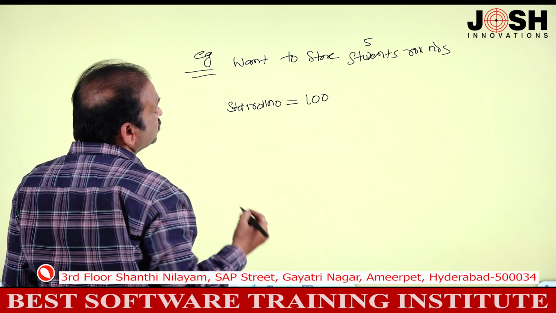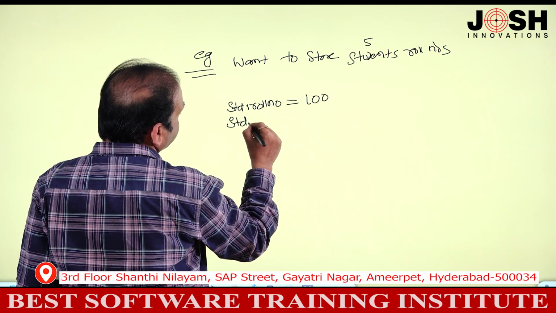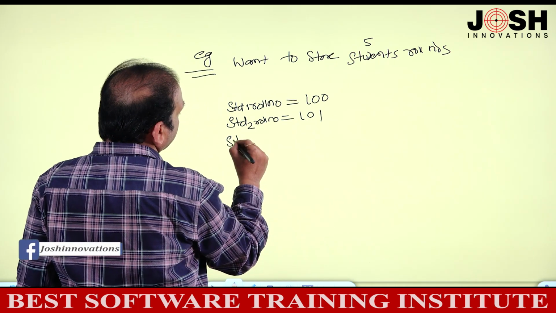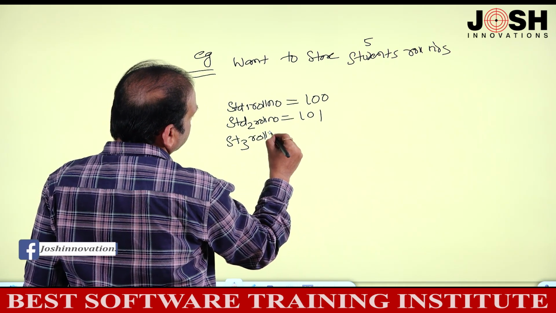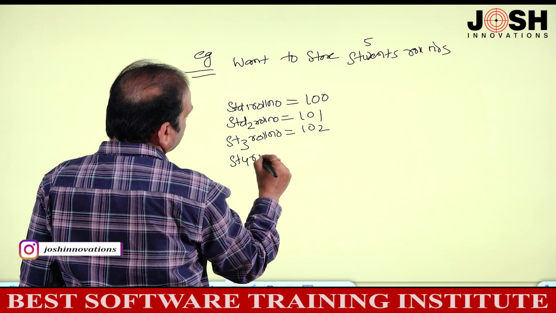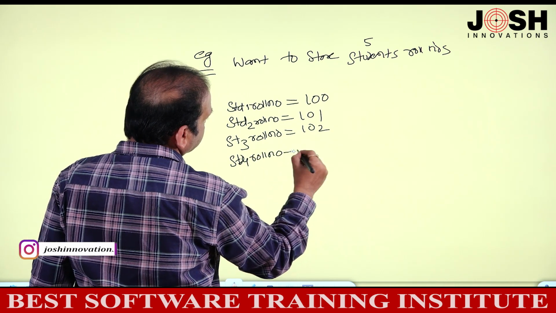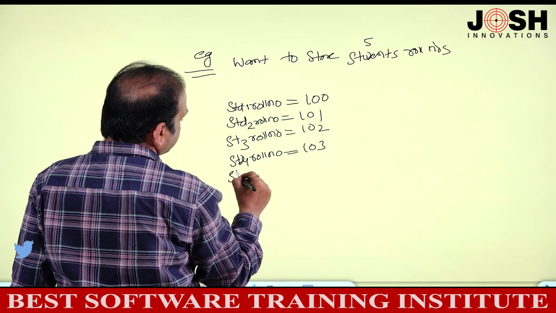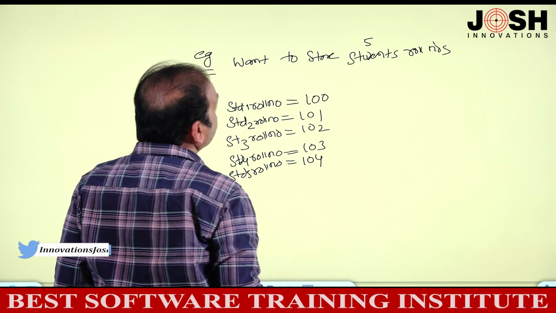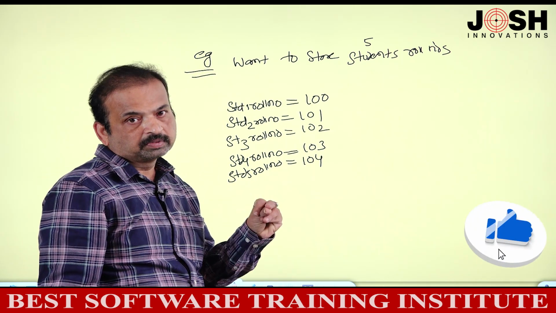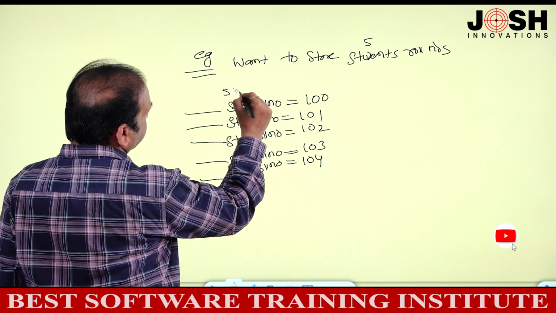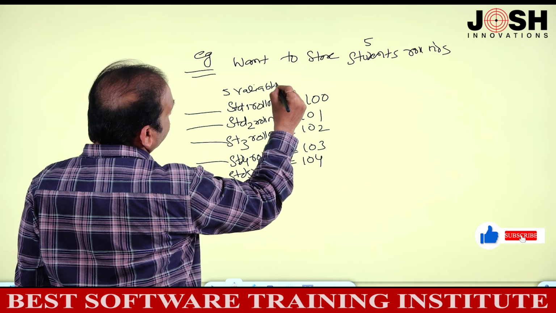I want to store the second student's roll number. So I will say std2 roll number, and the second student's roll number is 101. I will declare another variable for student 3, 102. For student 4 roll number, 103, and one more, student 5 roll number equals 104. So if you want to store 5 students' roll numbers, how many variables do I have to declare? 1, 2, 3, 4, 5. 5 variables I have to declare.